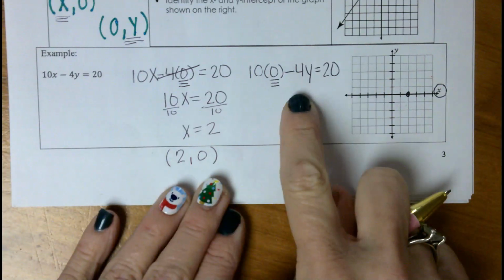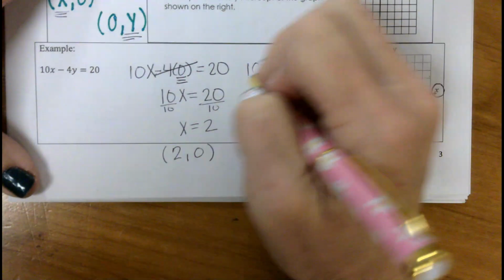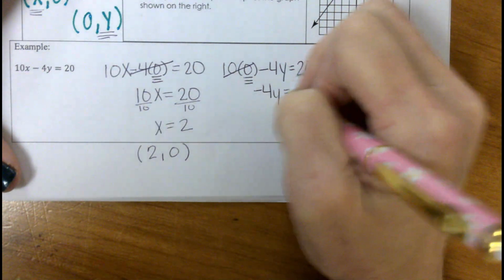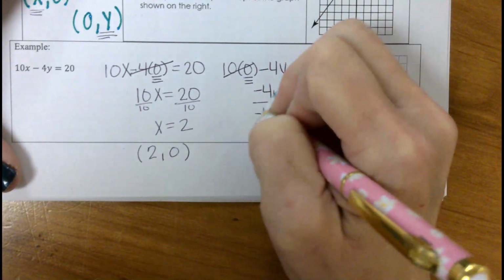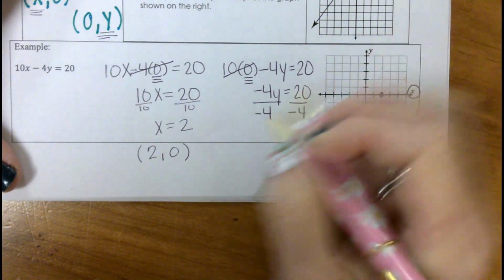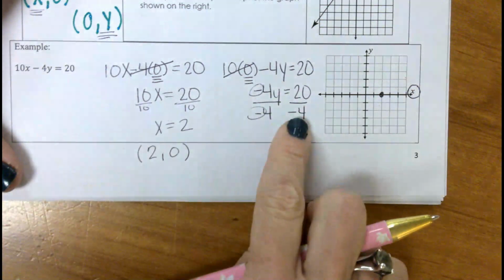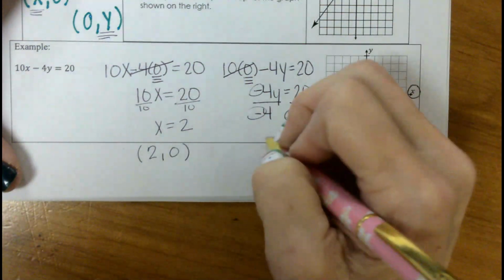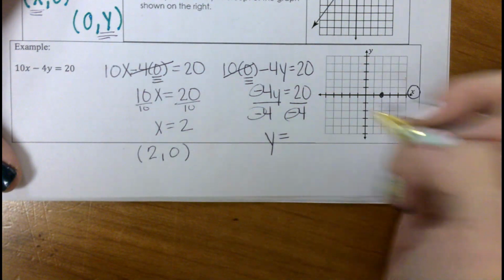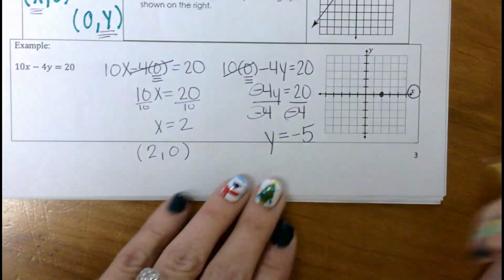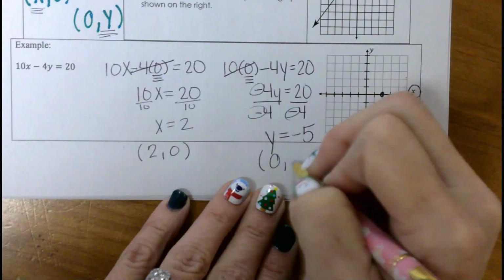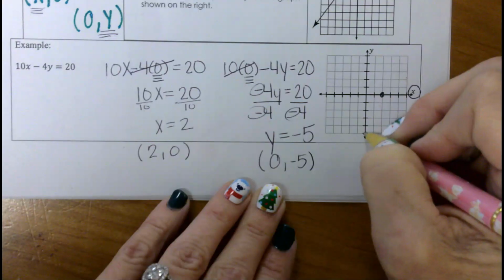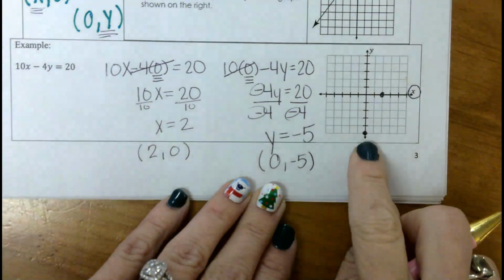Now this is going to be the y-axis. 10 times 0 is 0. It's gone away. So negative 4y is equal to 20. Divide by a negative 4. Please don't leave the negatives off. Some of you forget that. You know what to do. You just leave the negative sign off. And then you would get a negative 5. So this ordered pair would be 0, negative 5. And that would be 1, 2, 3, 4, 5. Way down here on the y-axis.